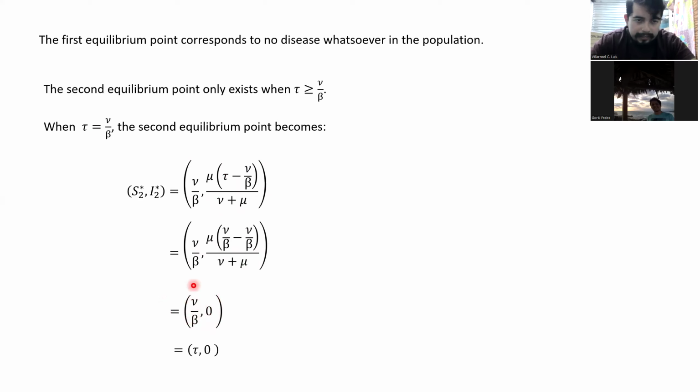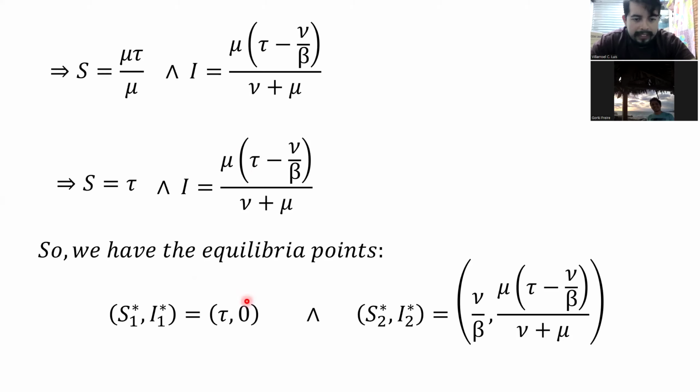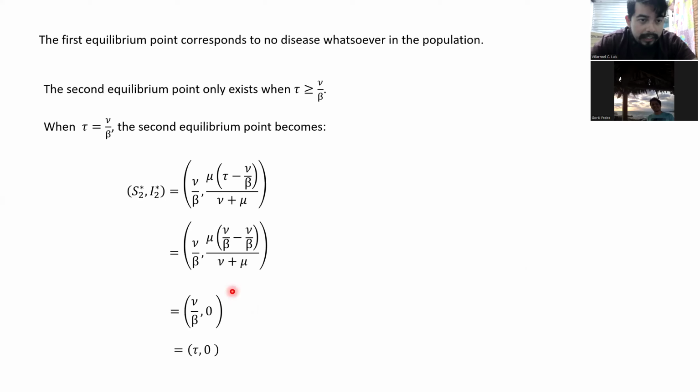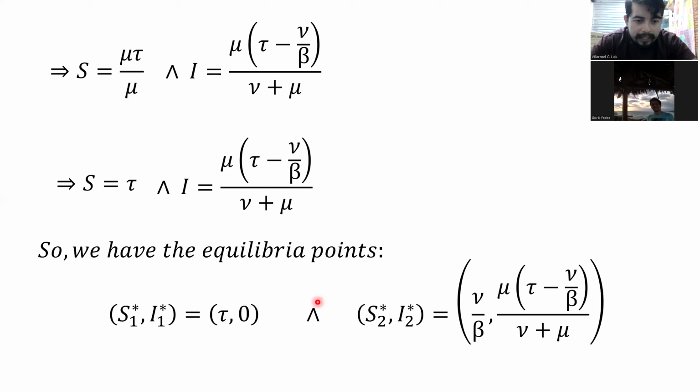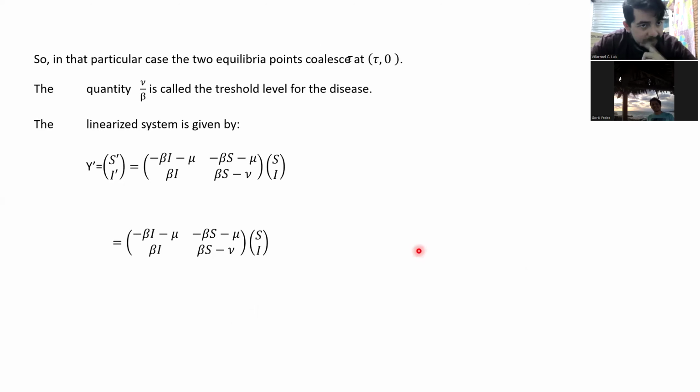And what is this? If we check, this is going to be equal to the first equilibrium point because we are considering that b over beta is equal to tau. So these equilibrium points converge really in one and only one, tau comma 0. So we can say that in this particular case, the two equilibrium points coalesce to tau comma 0. And the quantity b over beta is called the threshold level for the disease.